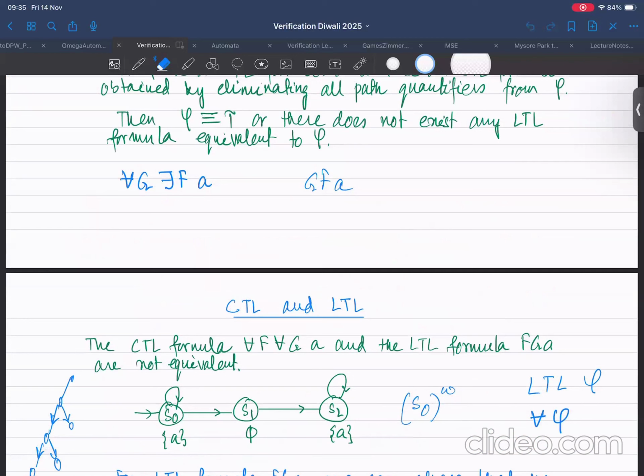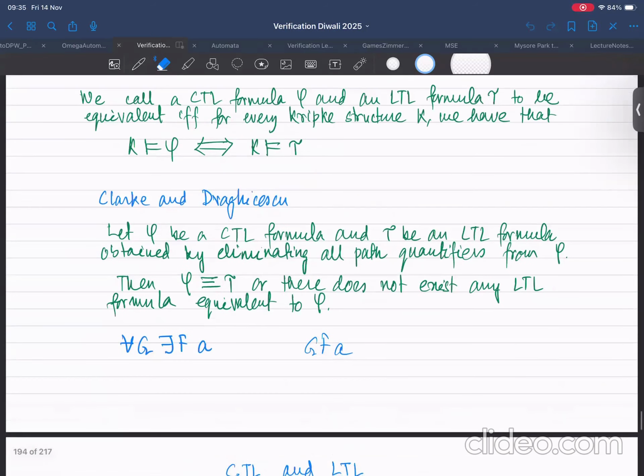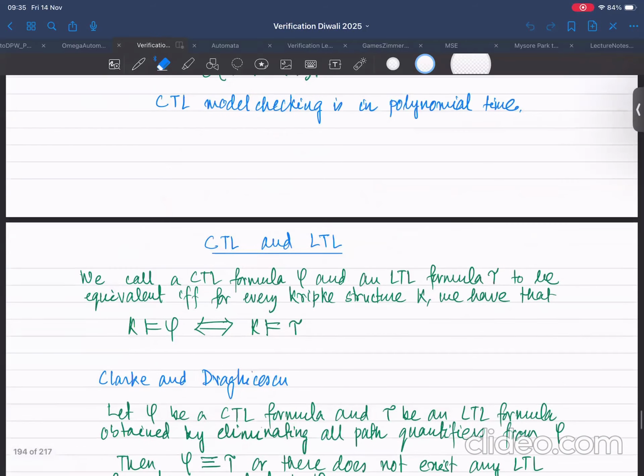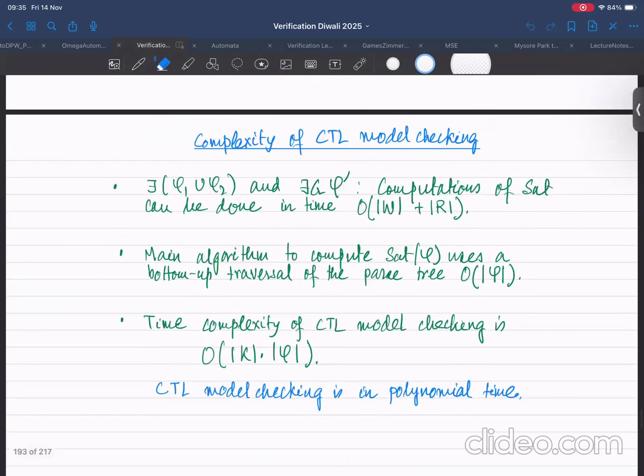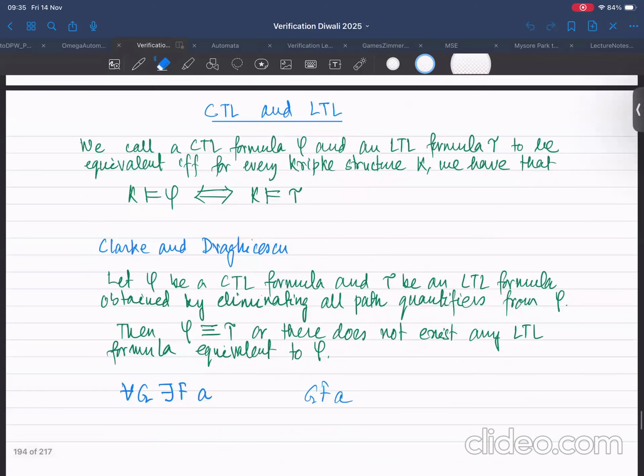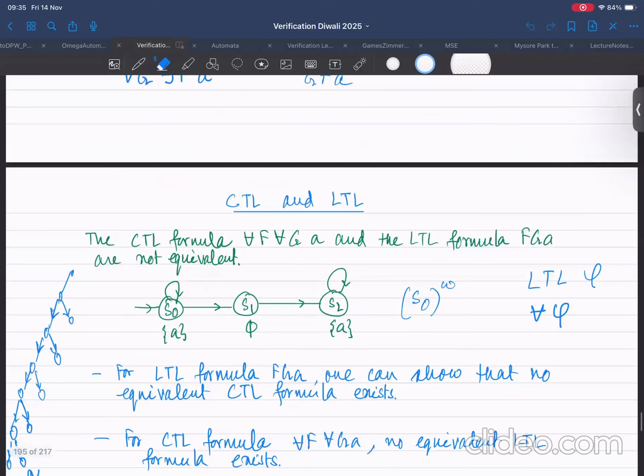Okay, so last time we were looking at CTL model checking. We said that CTL model checking is in P time, whereas LTL model checking is PSPACE-complete. We also looked at several properties which can be expressed using CTL but not in LTL, and there can be properties that can be expressed in LTL but not in CTL, vice versa, right?